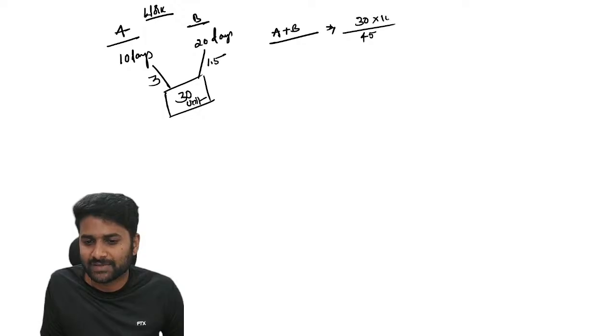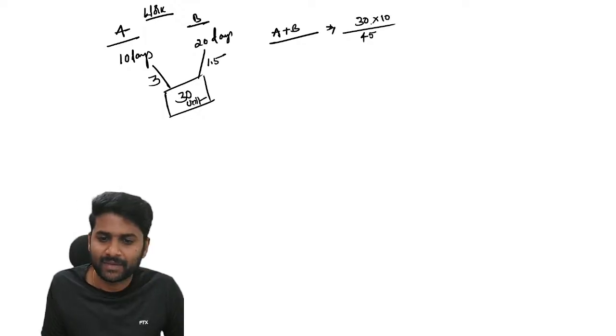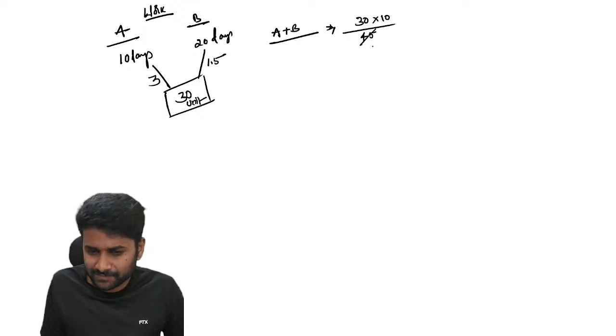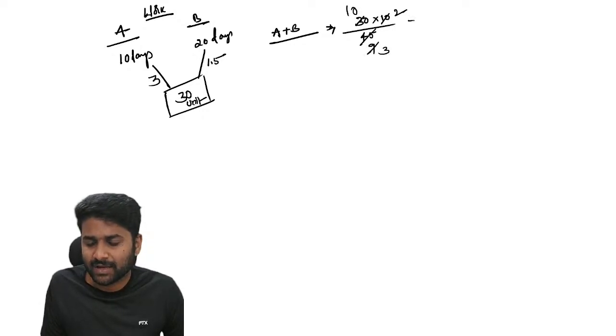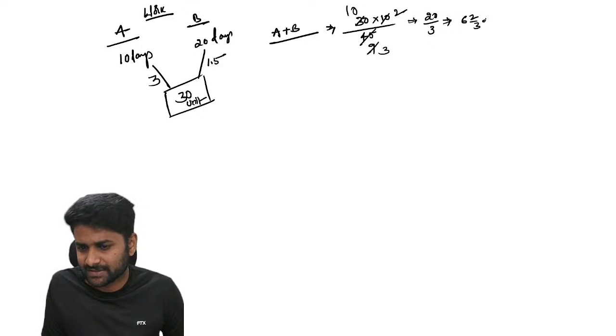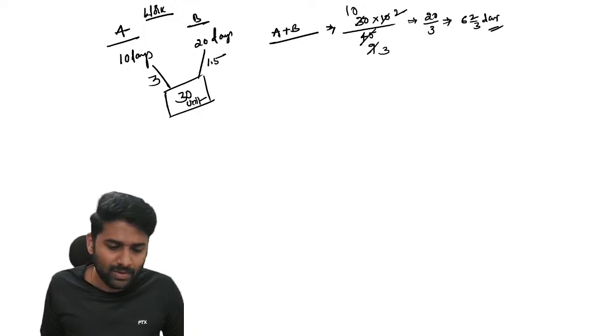4.5 can be taken as 45 divided by 10. Now further simplification: 3 times 5, 2 times 5, and 9 times... 3 times and 10 times. Now the value becomes 20 by 3. 20 by 3 is 6 2 by 3 days. Now let's assume a different value. So instead of 30, let us assume 40 units.